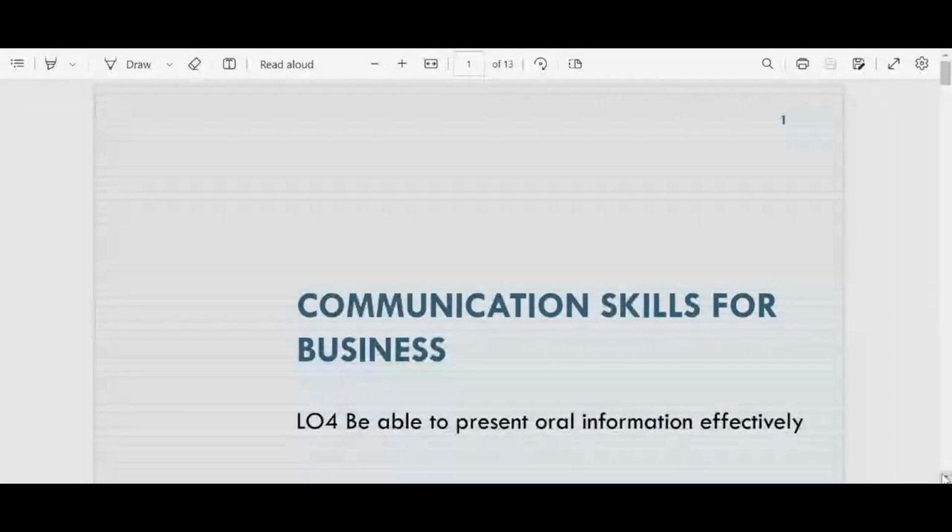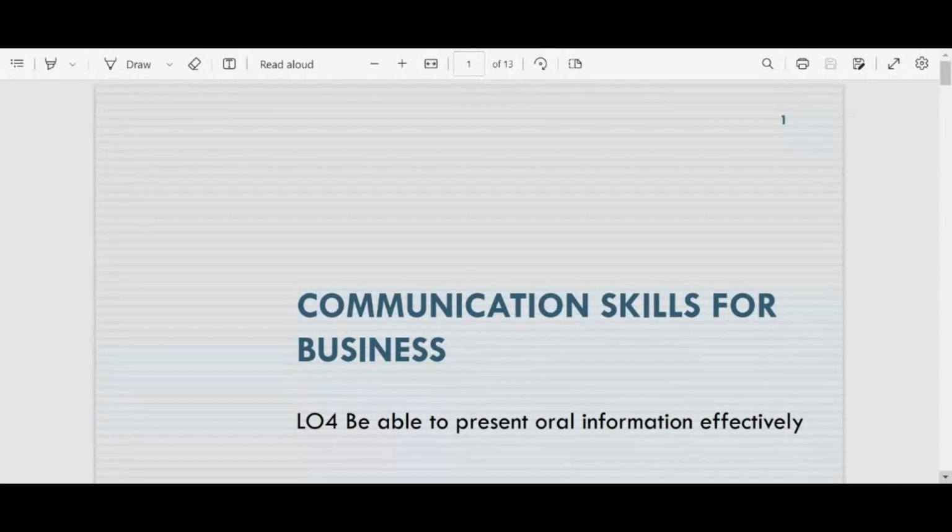Yes. Okay, so good afternoon, and today's session is communication skills for businesses, and we'll be doing learning outcome 4 today. My name's Shazia Khan. Learning outcome 4 is to be able to present oral information effectively. What we're going to do is look at a summary of what we did yesterday as well.